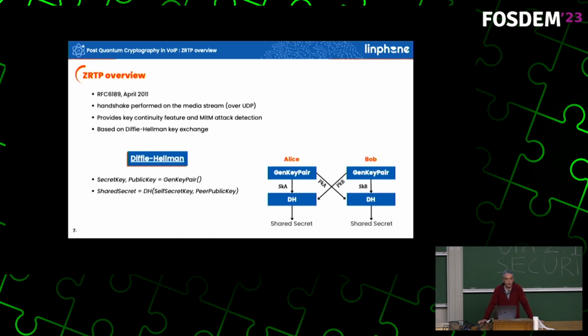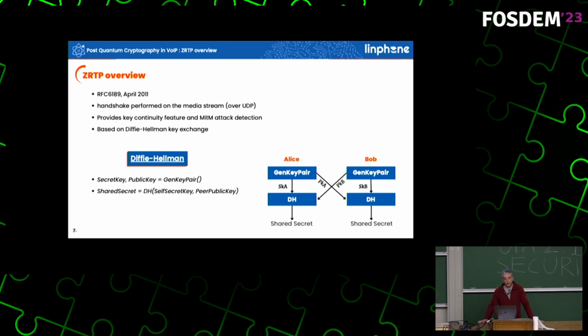So it's an RFC which is now more than 10 years old. It has been mainly written by Phil Zimmermann, the guy behind PGP, who has always focused on avoiding third parties. And it provides different properties. I won't explain the key continuity and stuff because this one is unchanged. And I will focus on man-in-the-middle attack detection.